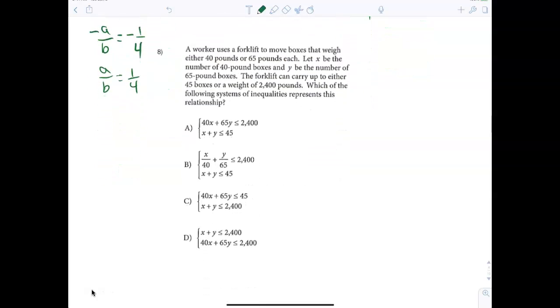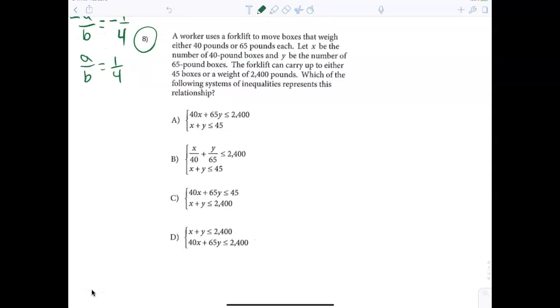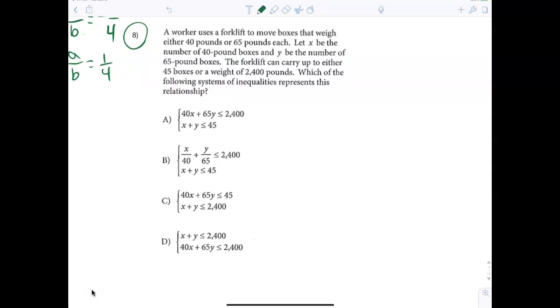Now, everybody look quickly at number 8. There's no work involved. It's just match up the word problem with the inequality. Let's go. I'll give you 30 seconds. Read carefully. I'd like you to do it by process of elimination. As soon as you know something's not true, cross it out. Let's go. Give it a shot.